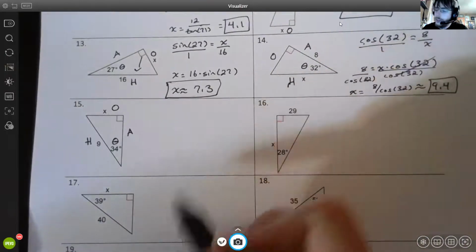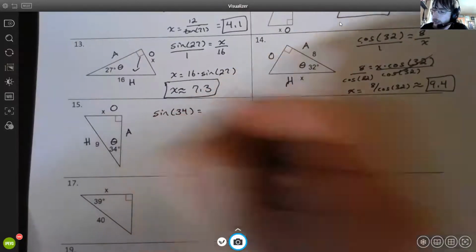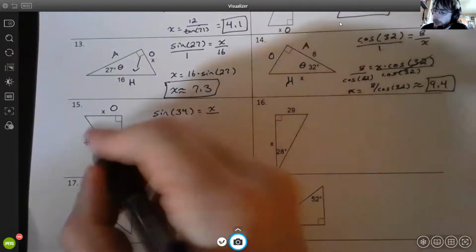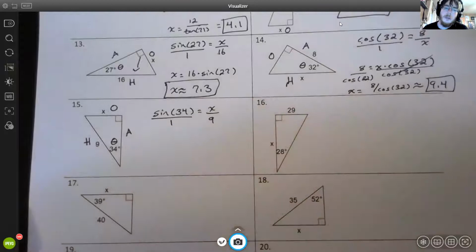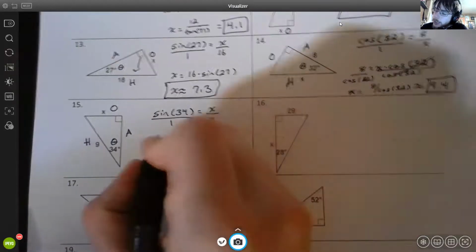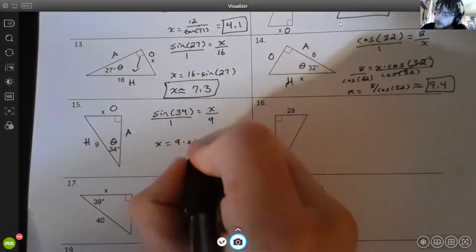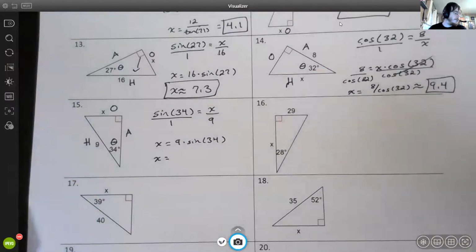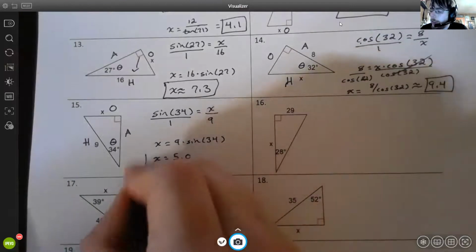So we need to use sine. So sine of 34 is equal to O, which is x, over h, which is 9. Place sine of 34 over 1 so we can solve it. Cross multiply, we get x times 1 is x, 9 times sine of 34 on our right side. And if you plug 9 times sine of 34 in, you get that x is approximately 5.0.